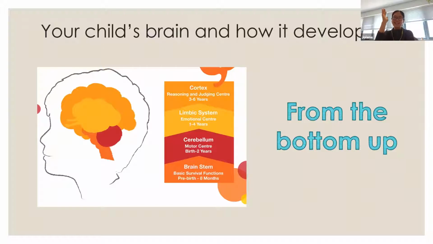Connected to the brainstem is the cerebellum, and this includes the motor area of the brain. It's responsible for things like movement and development over the first few years of life. As your babies grow, you see development in this area through them being able to lift their head, learning to crawl, learning to walk, and as they develop, things like learning to eat with cutlery, running, kicking a ball, things like that.